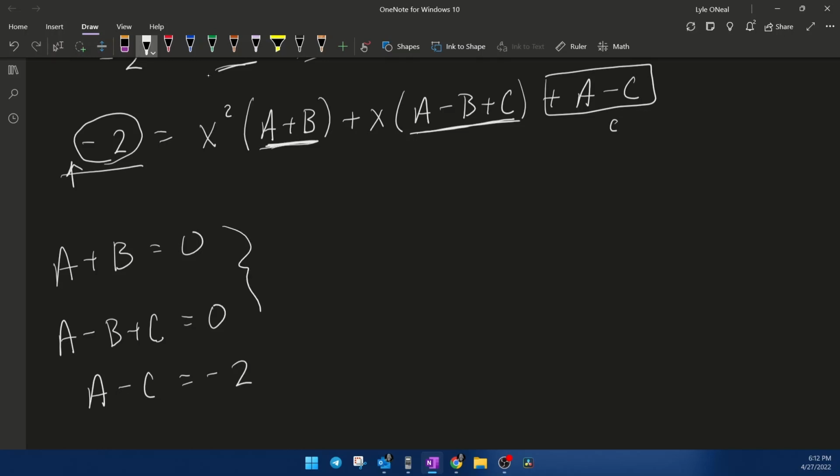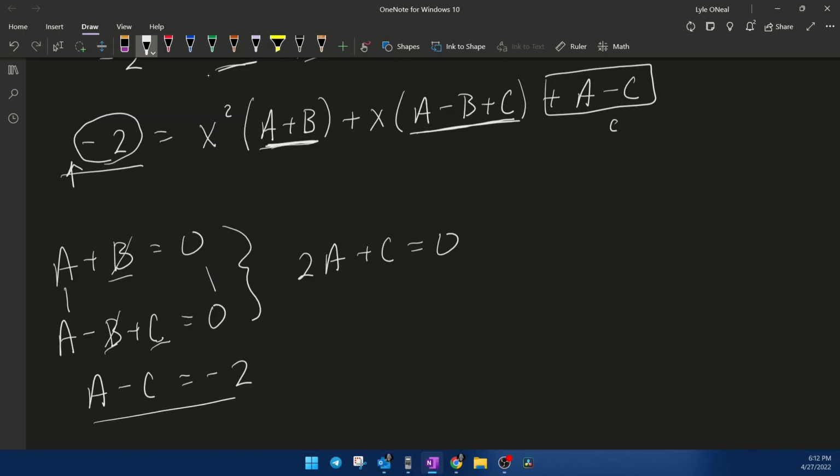So what I want to do is take these first 2 equations and simply add them together. So a plus a would give me a 2a. Notice that b minus b would get those b's to cancel. And then c plus, well, nothing would be plus c. 0 plus 0 is 0. So that gives me a new equation in terms of only a and c.